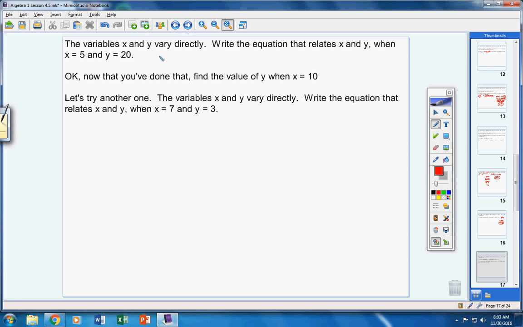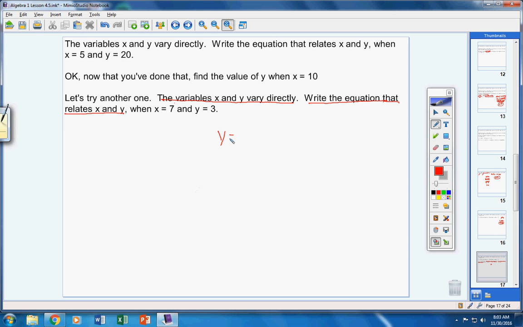Let's try another problem. Copy this in your notes. You can work ahead and try it on your own, or listen to me, whatever you want to do. X and y vary directly, so as soon as you read this sentence here, you know you're dealing with a direct variation equation. And then I tell you to write the equation that relates x and y, so we know we're going to write a direct variation equation. So as soon as I tell you that, you say to yourself, if I'm going to write a direct variation equation, the constant of variation is the key. Find the constant of variation.